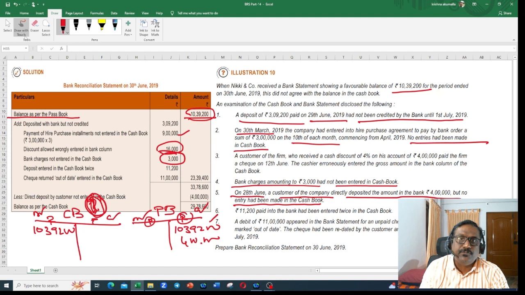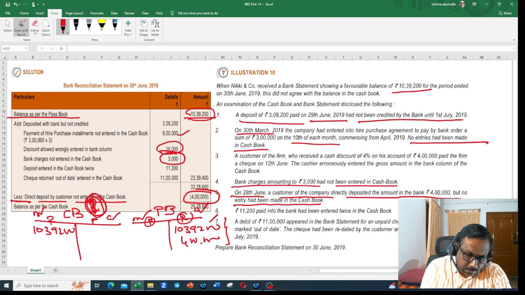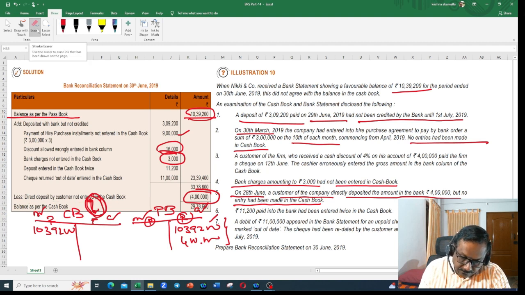So the receipt side of the passbook, 4 lakhs. But it is not entered in the cash book. Now this balance got increased. Credit and credit, balance got increased. But the question mark balance we need to see. The question mark balance got reduced. Since the question mark balance got reduced, you need to subtract this amount, 4 lakhs. Direct deposit by the customer not entered in the cash book, 4 lakhs. Simple. Next.